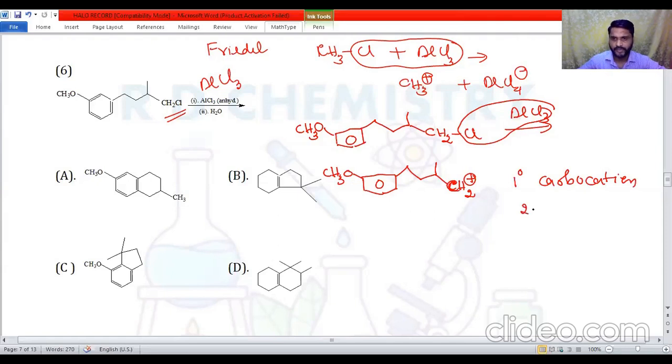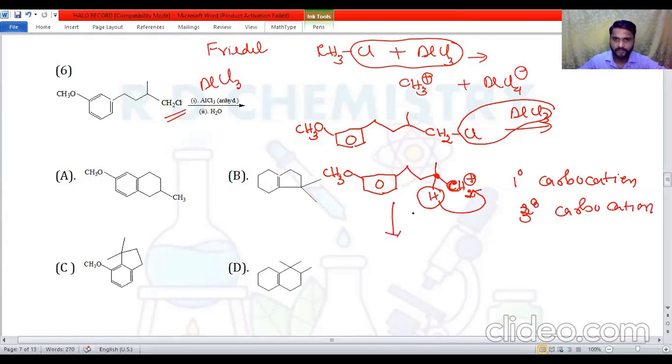Can we produce a secondary? We can produce. How to produce secondaries here? We have got hydrogen and we have methyl. Suppose I shift this methyl group, then I get a secondary carbocation. Suppose I shift this hydrogen to the carbocation, so I'll get a tertiary carbocation. Tertiary carbocation. So let me do that.